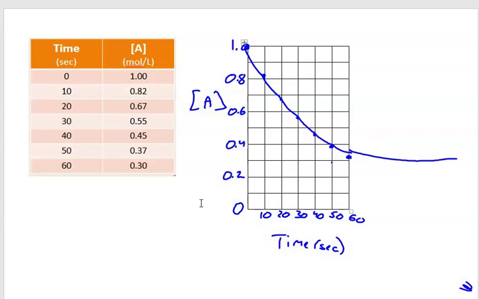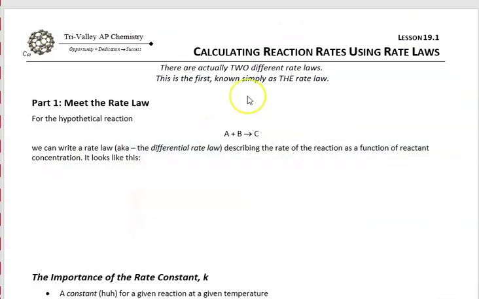Right? So in this lesson here, we're going to be able to actually calculate how fast your reaction is going, calculate what the rate of your reaction is. As you can guess, it depends on the concentration that you have left at that particular time, and so that will be in our equation. And so the equation to calculate the rate is known as the rate law.